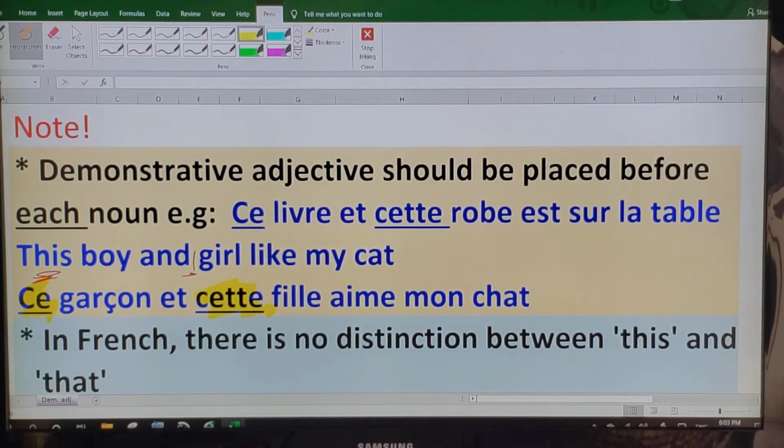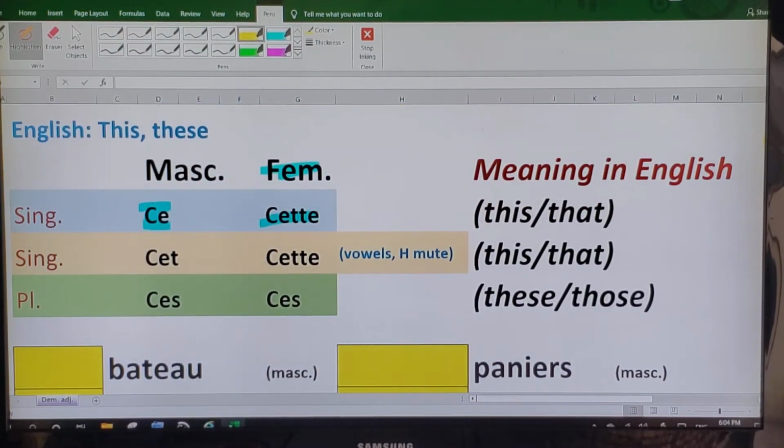Just a quick note, in English we have a tendency to omit the demonstrative adjective, but in French a demonstrative adjective should be placed before each noun. Now the second note to keep in mind is that in French, there is no distinction between this and that. That you must have seen while I was explaining the demonstrative adjective right from the beginning. Like these words over here, ce and cet, or this one, cette, mean this or that. This can either mean this or that.